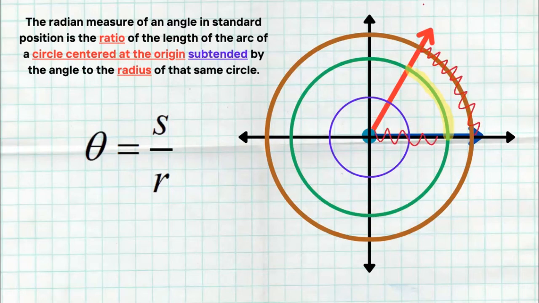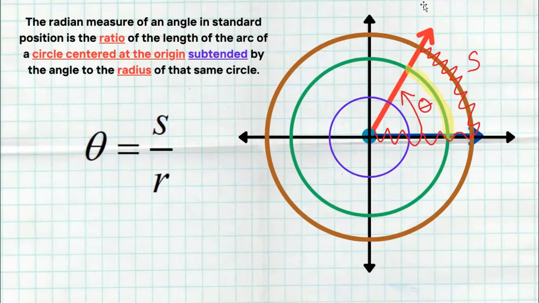I have a bigger radius, but if I take the length of that arc divided by the radius of that bigger circle, I'm going to get the same radian measurement of this angle. So this angle right here, that again I'm calling theta, regardless if I use a small purple circle, a medium green circle, or a large brown circle, the subtended arc from that circle divided by the radius is going to be the same ratio, and that's going to be a very nice way that just connects, right?